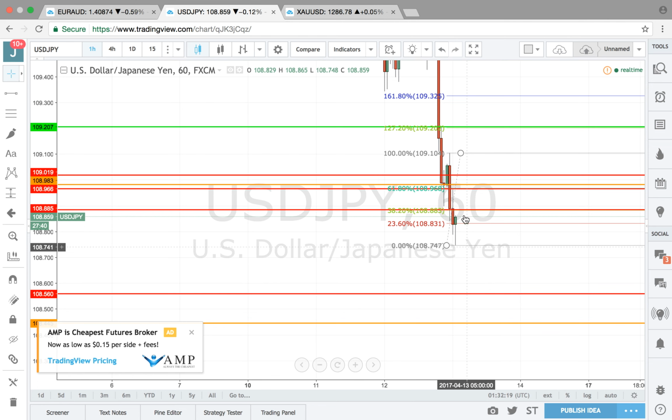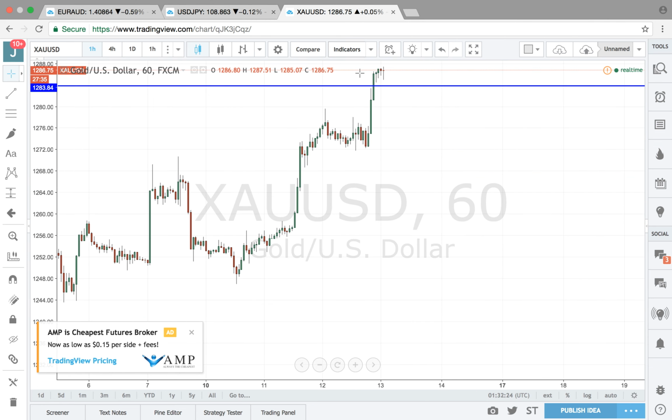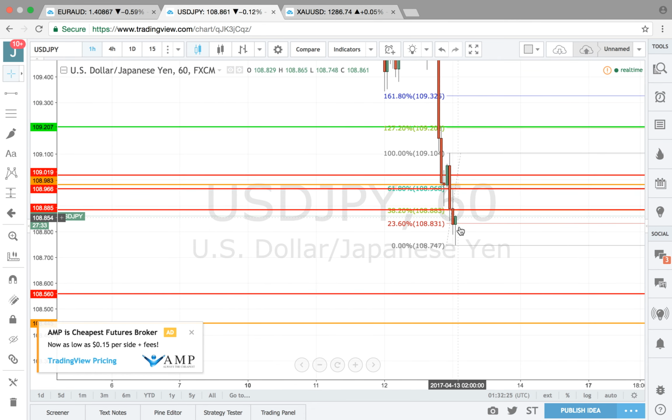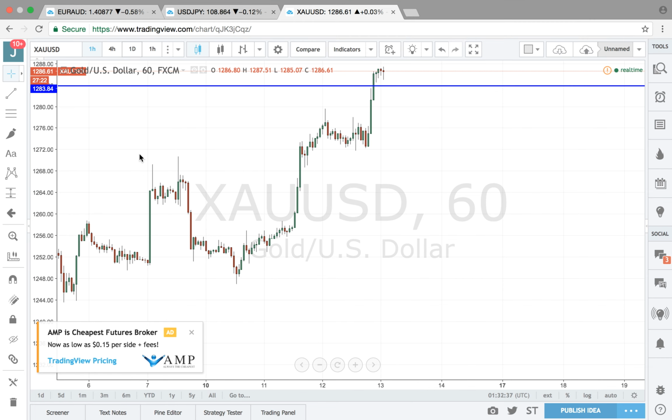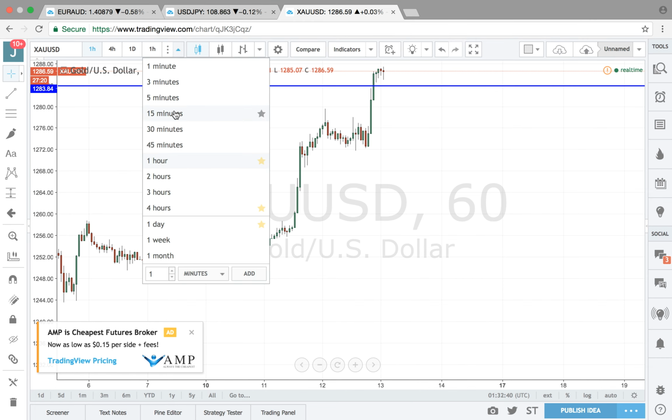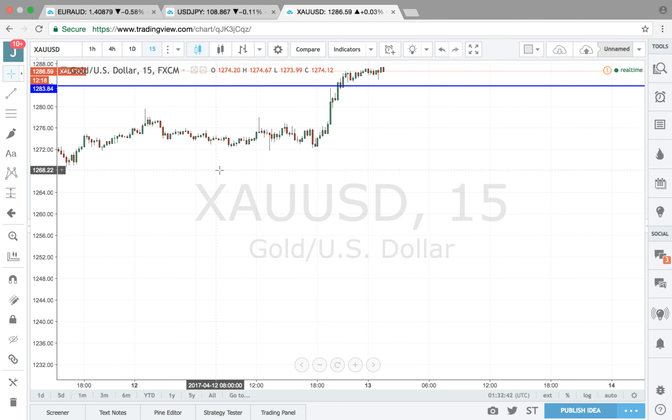Like UJ, we see it going up. So normally whenever UJ goes up, gold will go down. But UJ could still go down. It's just waiting on, I mean, that's a one tick profit on the hour. So it could hit that and then just drop. But we can go down to, let's say, the 15-minute real quick.